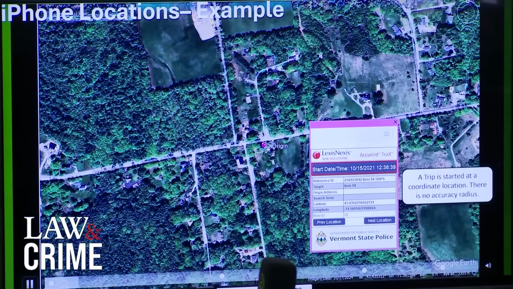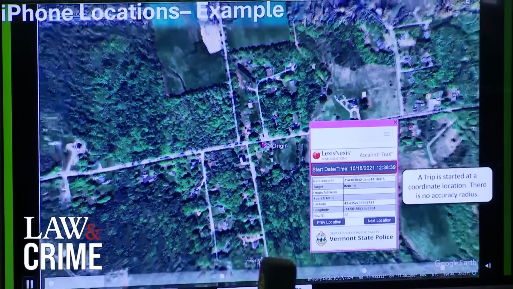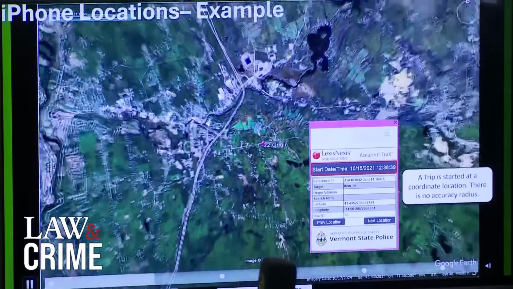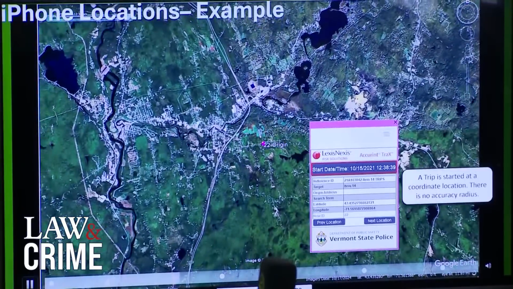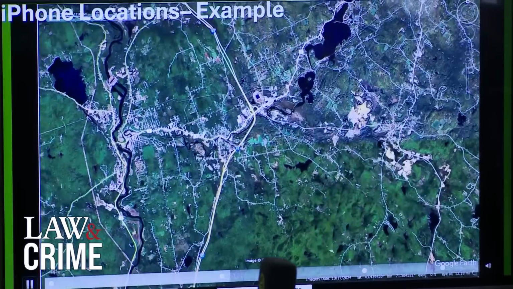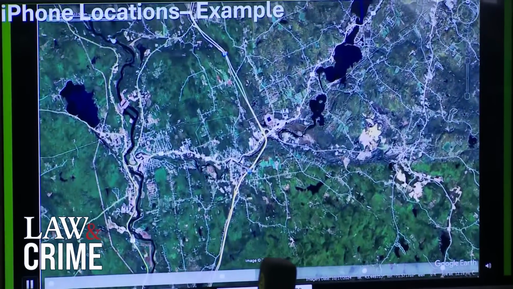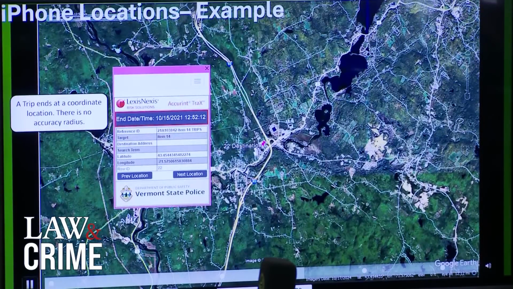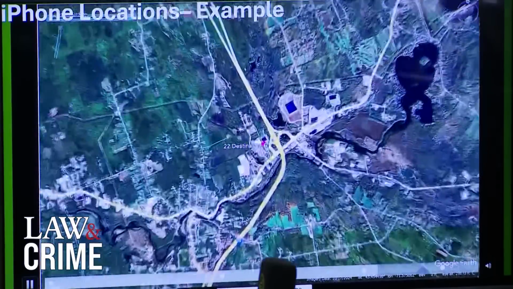So from the device itself, it's going to be colored in pink. This is an example of a trip. So this is where the device said that a trip was started, and there's going to be that call box with that time that it started, and then it's going to move over to where the trip ended. There's no location accuracy rating for these. It's just a singular coordinate point and the time that the trip started, the trip ended.